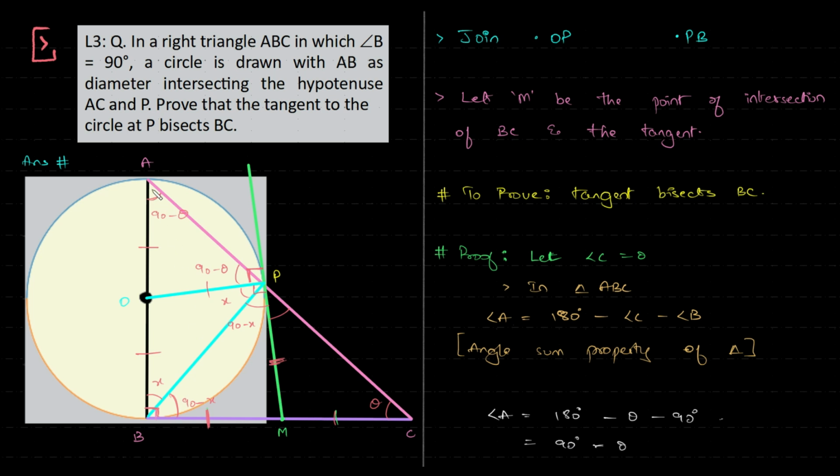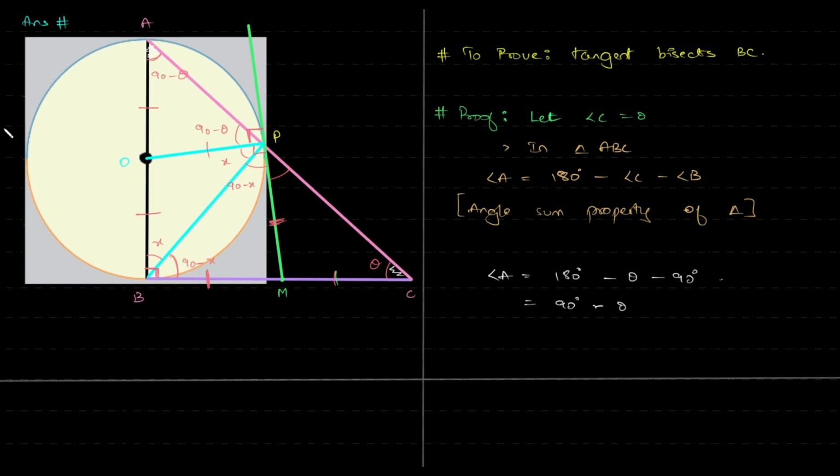Okay, so this is 90 degree minus theta, this is theta, and so on and so forth. And next we'll write the obvious. We'll call which one? Triangle OAP. Okay, so we'll talk about triangle OAP.